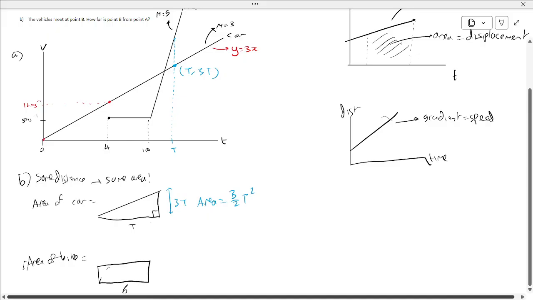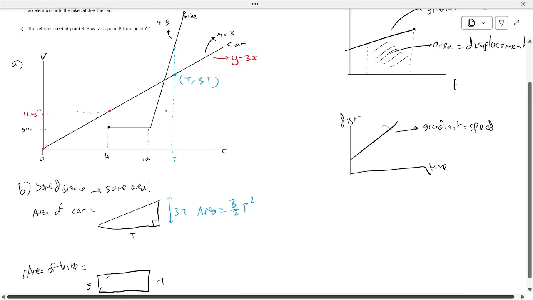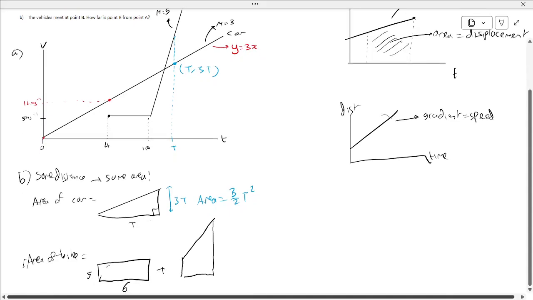That's quite easy. 6 down here, and the height was 5. And then the bike, well, it goes in this sort of trapezium, right? It has this vertical section here, straight line, no vertical section. So what can we fill in this trapezium?